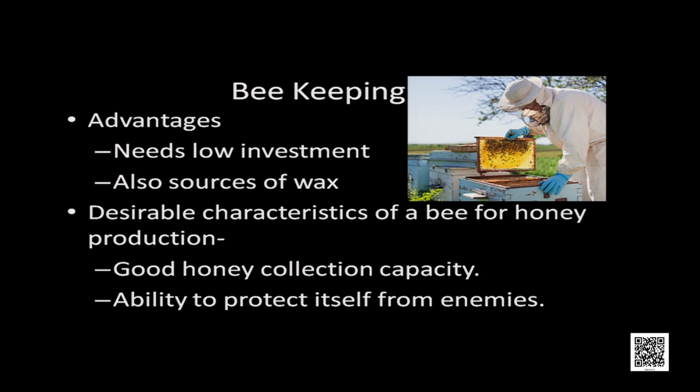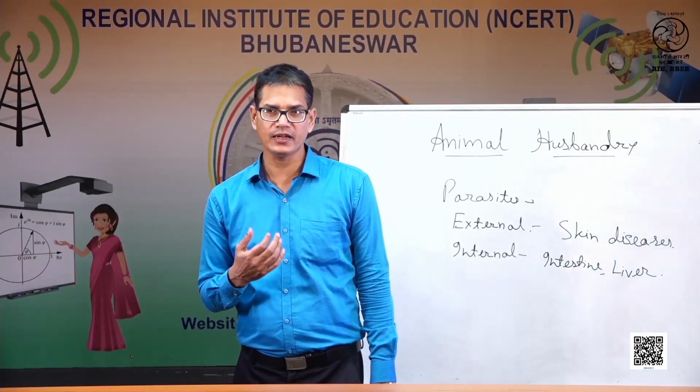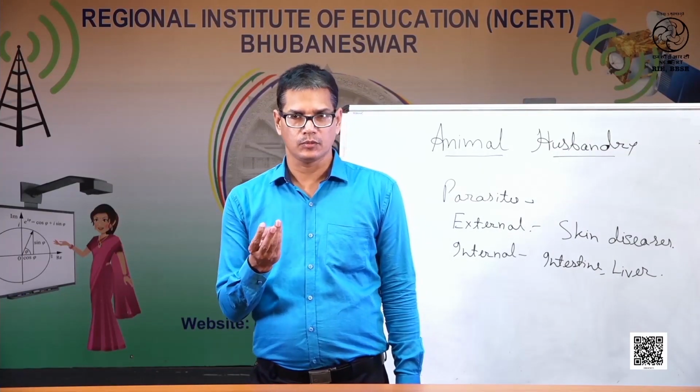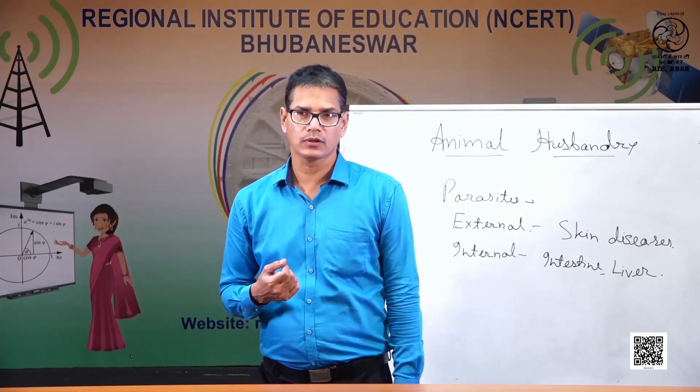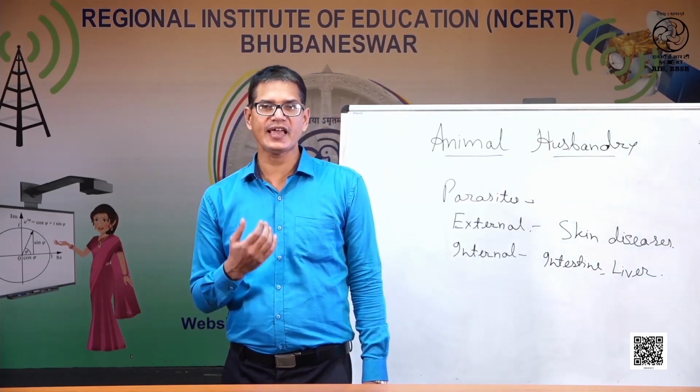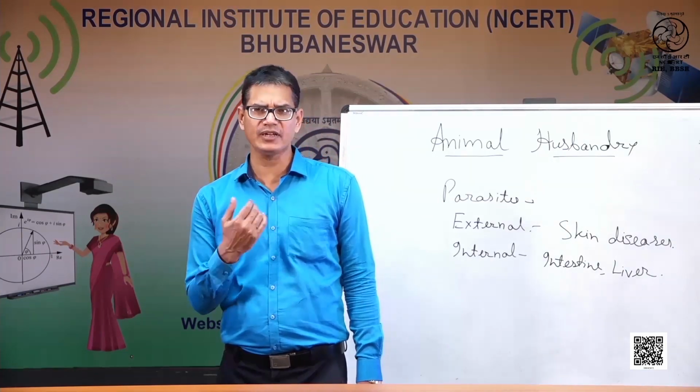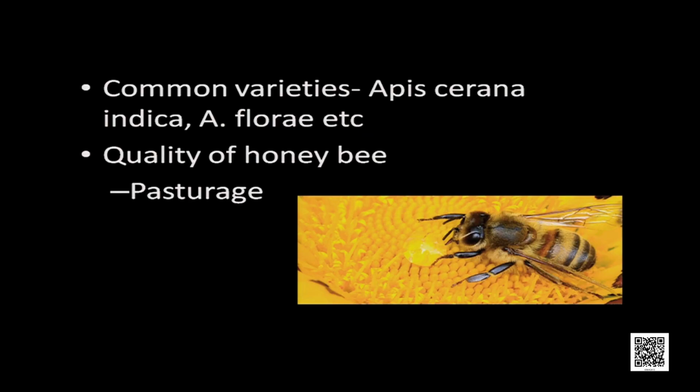And desirable characteristics of a bee for honey production are good honey collection capacity, ability to protect itself from the enemies. Many enemies are there of the honeybee, like bear and other animals. They may damage their comb. Therefore, they must have the ability to protect themselves from the enemies. Now, common varieties of honeybee are Apis cerana indica, Apis florea, etc.